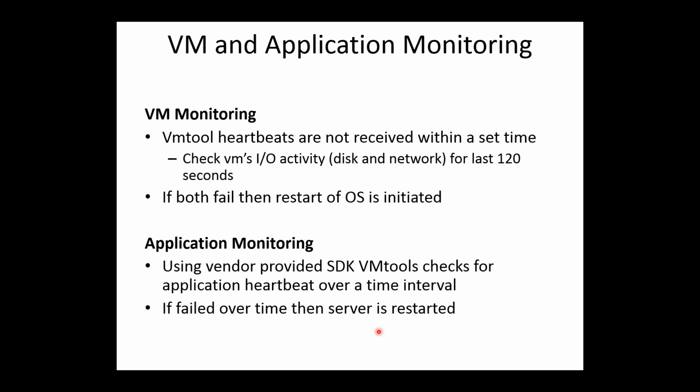Now, application monitoring is essentially an SDK available via the VMware tools to check for application heartbeats. I haven't seen this implemented much, but basically third parties can create a method for monitoring, and then if that monitoring fails with the same sort of custom scenario, then the virtual machine will be restarted by VMware tools and by ESXi. Not a lot of people use it. I'm not even aware of any implementations out there that use it. There might be some niche cases.